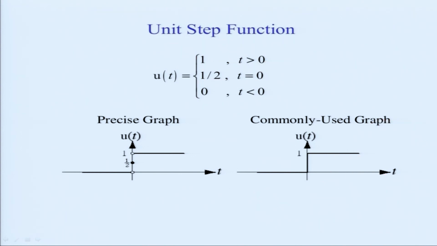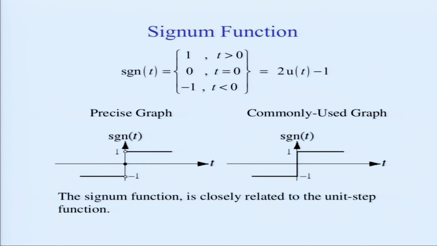The next signal is the Signum function. What is the graph of the Signum signal? This is the graph. It shows that the value is -1 for t less than 0 and for t greater than 0 it has a value of +1, and the transition takes place at t equal to 0. So from -1 the signal shifts to +1. Any signal that shows this characteristic is called a Signum signal.